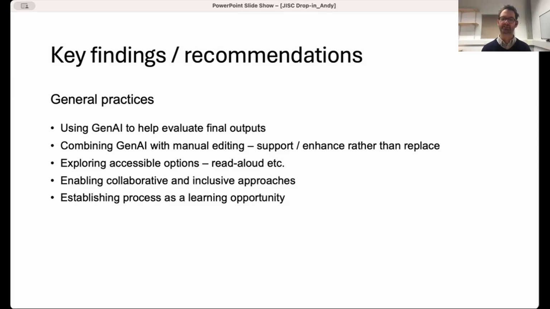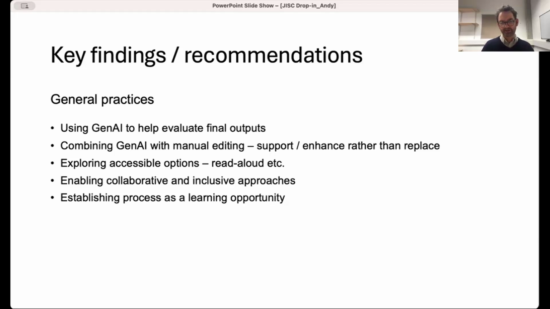So that sense that these technologies should be really supporting or enhancing rather than totally replacing the more manual human aspects. And the final edit should always be a human one. I think that was one of the key things that came out of the workshop. As I say, we can explore those different accessibility options in terms of the tools themselves.